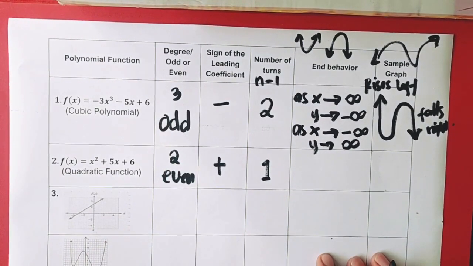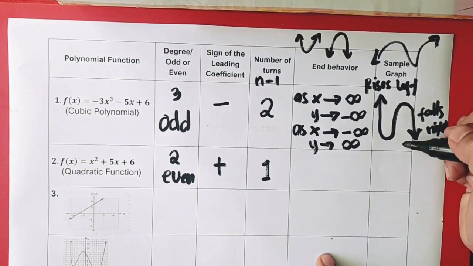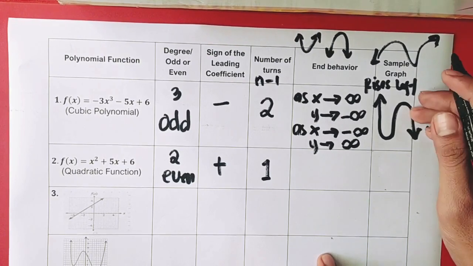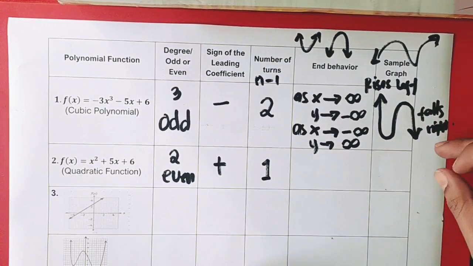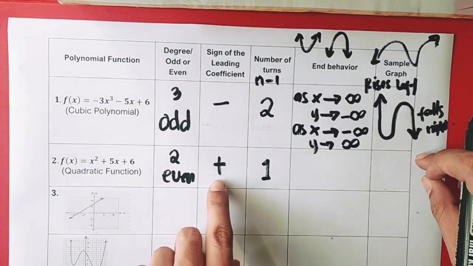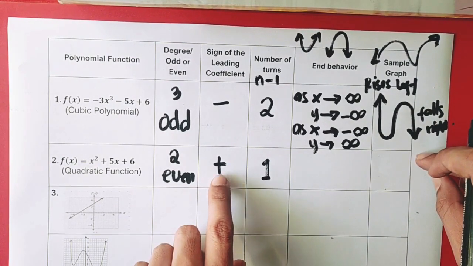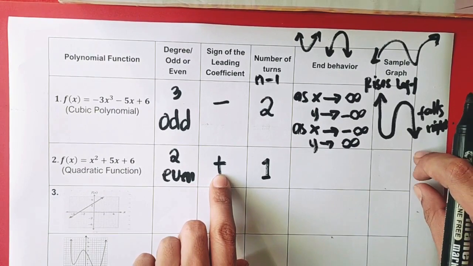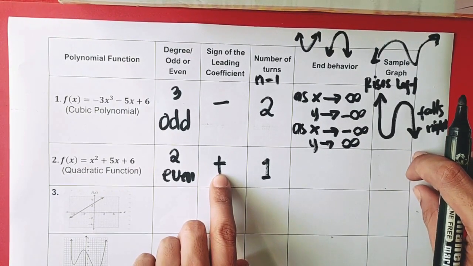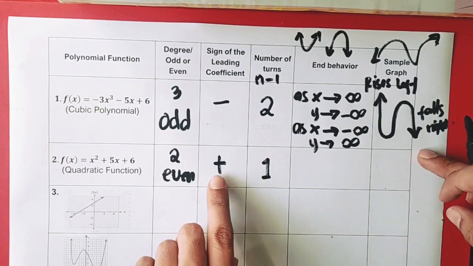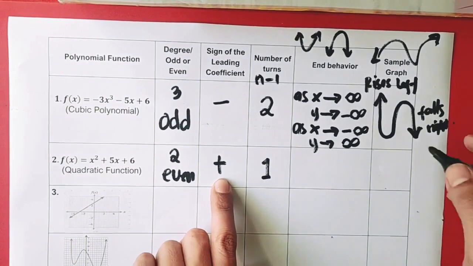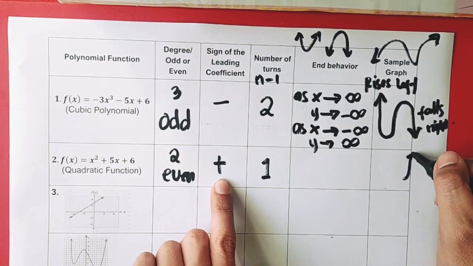Okay, what is now the sample graph? Now, let's draw again the right tail first. The right tail. And if it is going up, the sign of the leading coefficient must be positive. It is going down if the sign of the leading coefficient is negative. Since this is positive, so the right tail goes up.